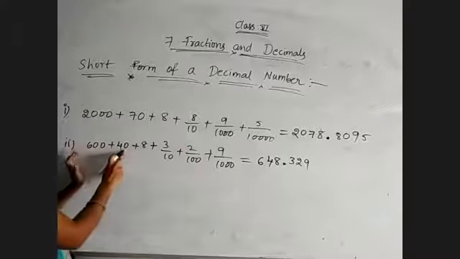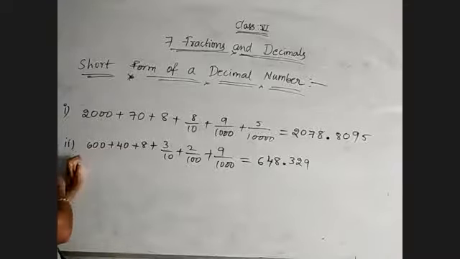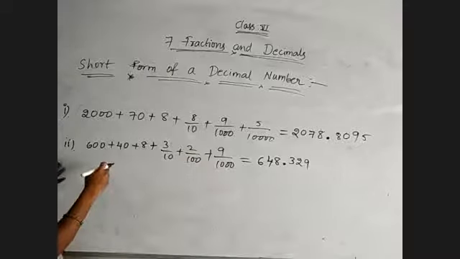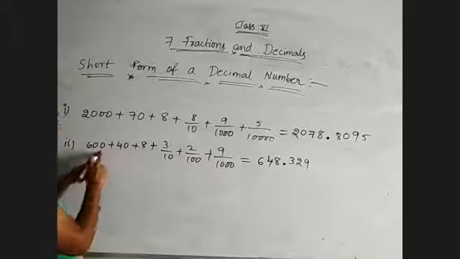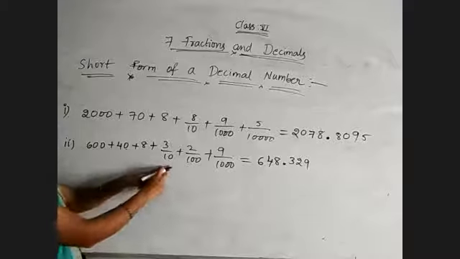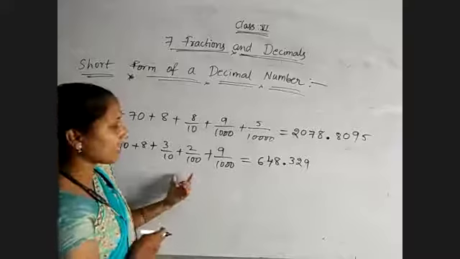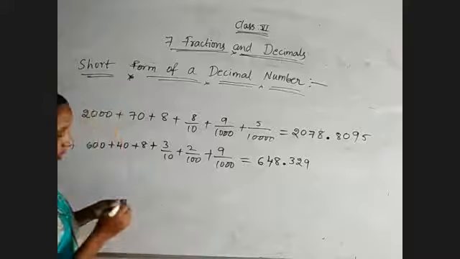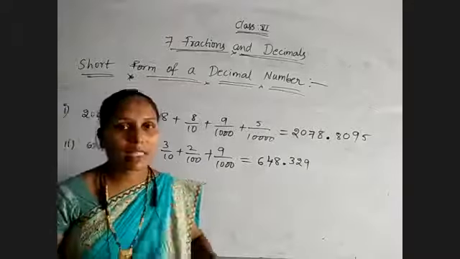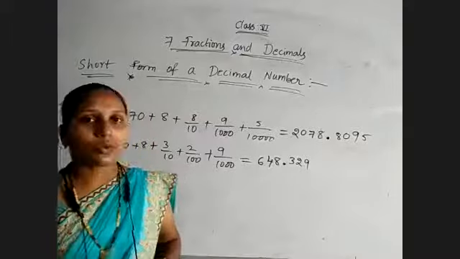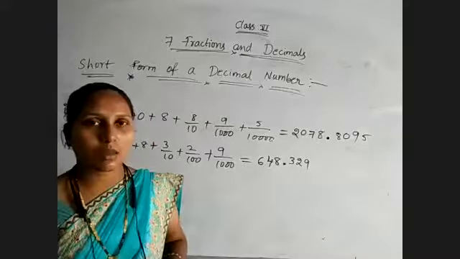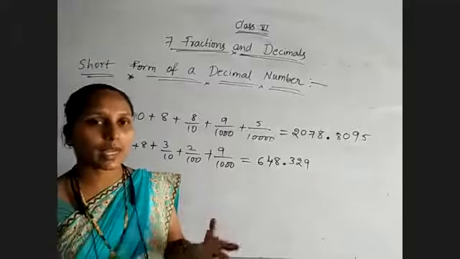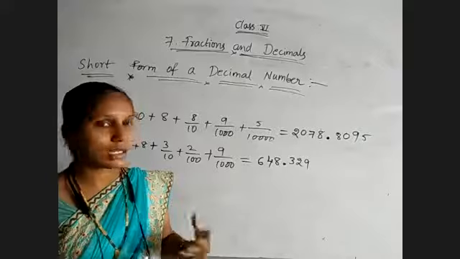See, once, tens, 10 into 10, 100, 100 into 10, 1000, like that it will increase while you are moving right to left, and left to right it will decrease: by 10, by 100, by 1000. So it decreases by 1 by 10 times while you are moving from left to right. Okay. This is about the expanded form and short form of decimal numbers. Tomorrow we will discuss types of decimals and comparison of decimal numbers: like decimals and unlike decimals, and how to compare two decimal numbers, how to write them in ascending order and descending order. In the next class we will see.